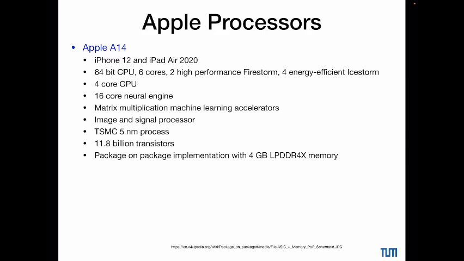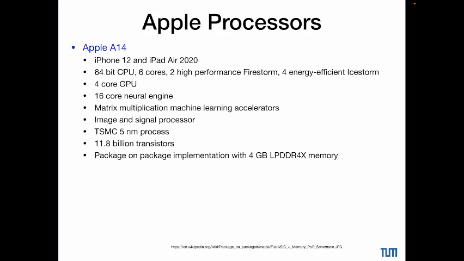So, for the iPhone and iPad Air, it's actually a bit difficult to keep updated always. So we have the Apple A14 here in the iPhone 12, for example. It's a 64-bit CPU with 6 cores. You have 2 high-performance cores, 4 energy-efficient cores, and it has a so-called 4-core GPU.